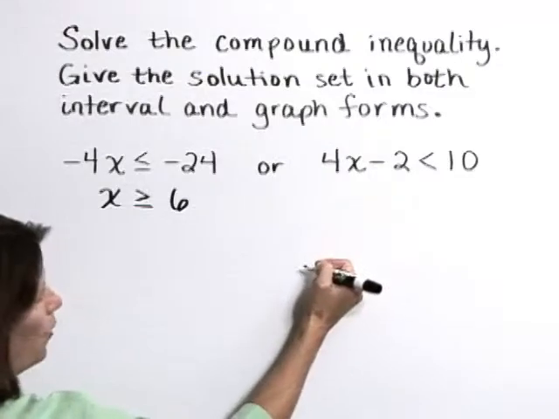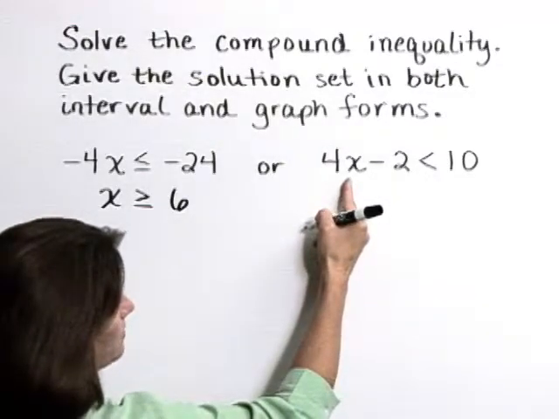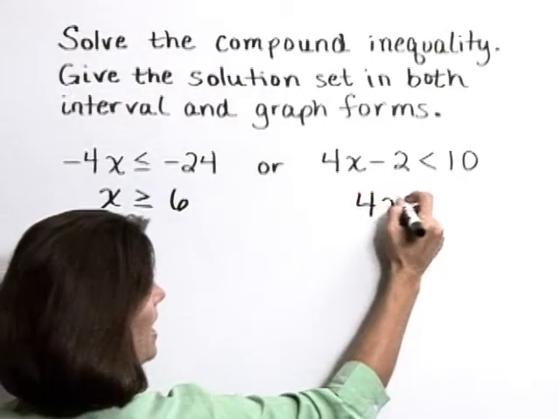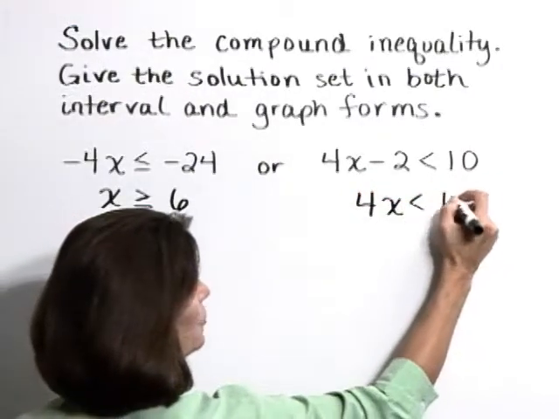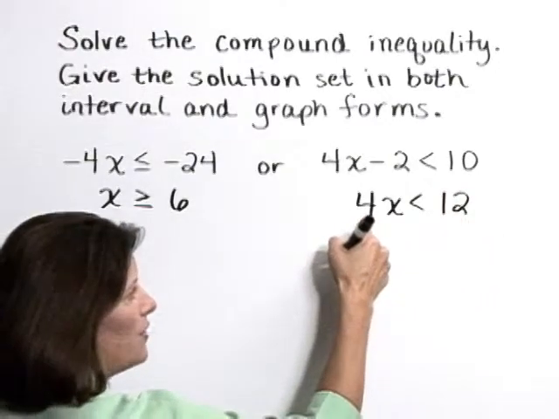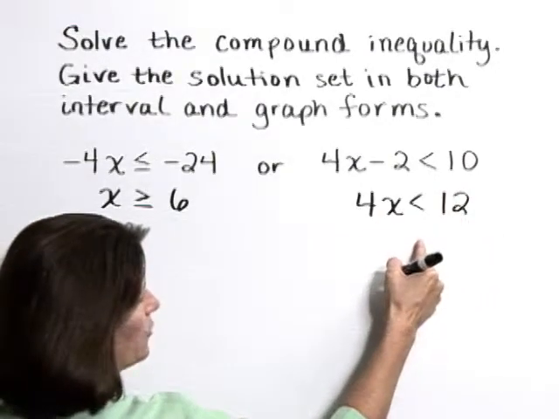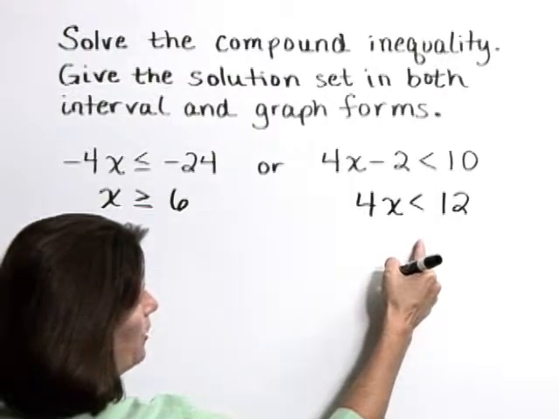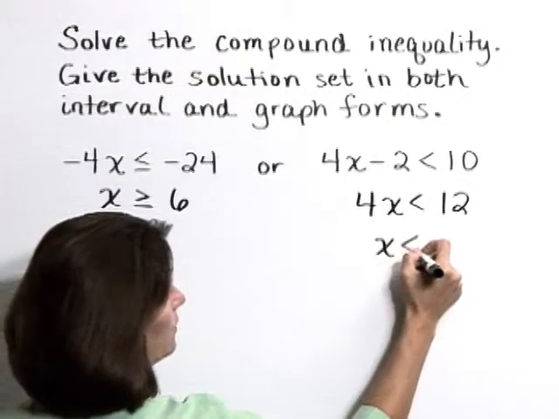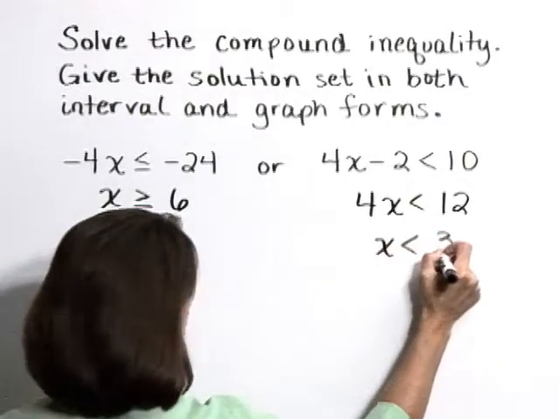With our second inequality, solving for x, let's begin by adding 2 to both sides so that we have 4x is less than 12. Now divide both sides by a positive 4. No need to switch the direction of the inequality symbol here. Dividing the left side by 4 gives x, and the right side by 4 gives 3.